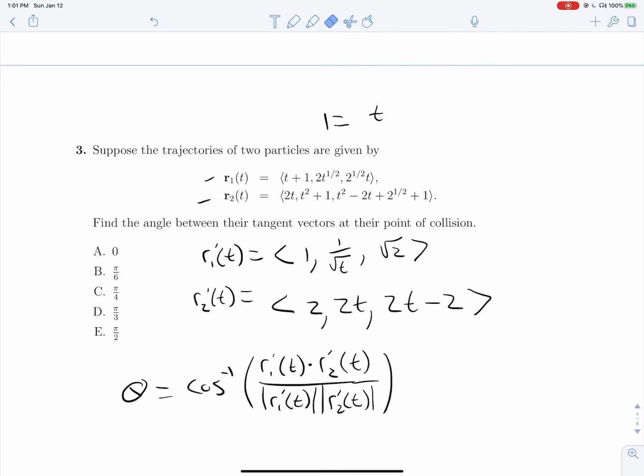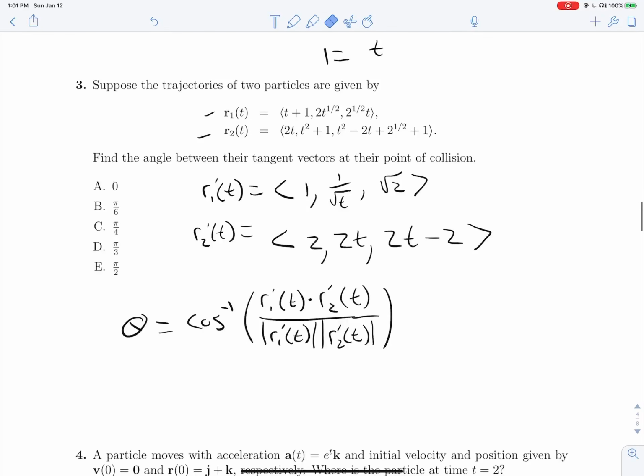And if we check our other components, we will see that our second component will match, because 2 times the square root of 1 is just 2, and that's equal to 1 squared plus 1. And then our third component will give us root 2. Okay, so t is equal to 1 for our point of collision. And so we can go right in and replace some of these things.